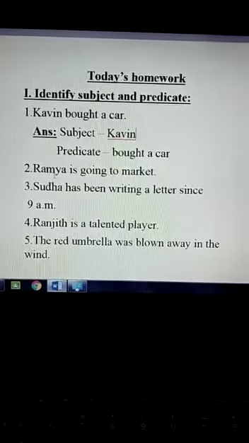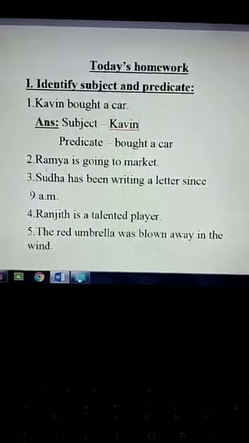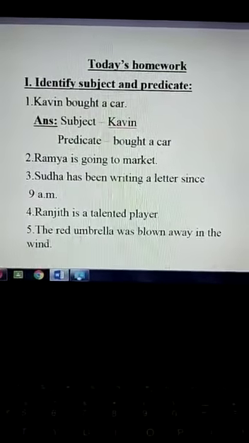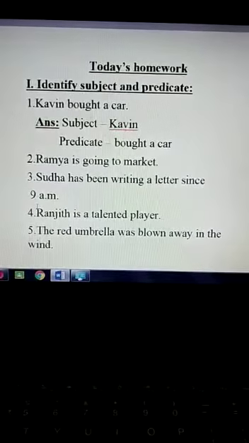Second one, what is given? Ramya is going to market. Third one, Sudha has been writing a letter since 9 a.m. Fourth one, Ranjit is a talented player. Fifth one, the red umbrella was blown away in the wind. Okay, 5 sentences only. You have to identify what is subject and predicate. You have to write and send me in a clear photocopy.